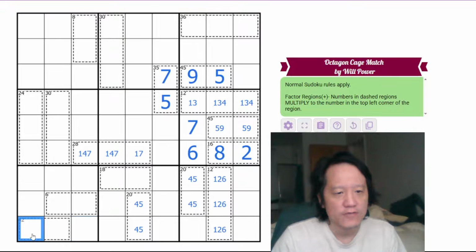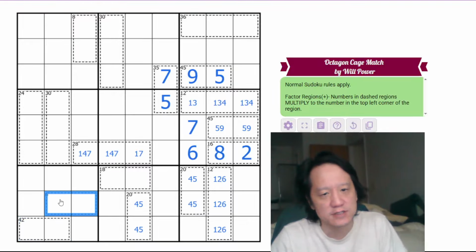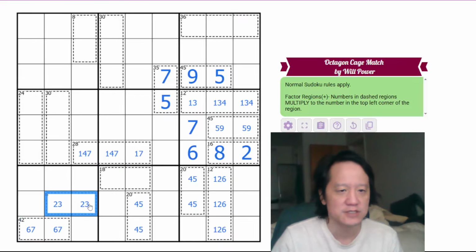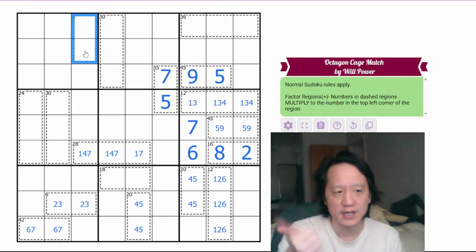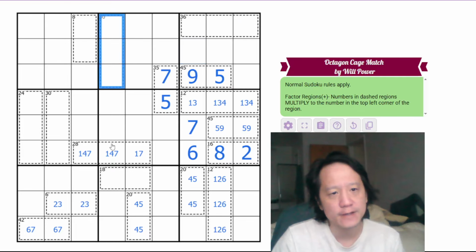Let's continue. 42 is divisible by 7, so it must be 6 and 7. That means this cannot be 1 and 6. This has to be 2 and 3. So this is 6 and 7. That eliminates 1, 6 as a possibility. So this is 2 and 3. To multiply to 8, it's 1 times 8 or 2 times 4. We're not sure which. Two digits multiplying to 18 could be either 3, 6 or 2, 9, right?